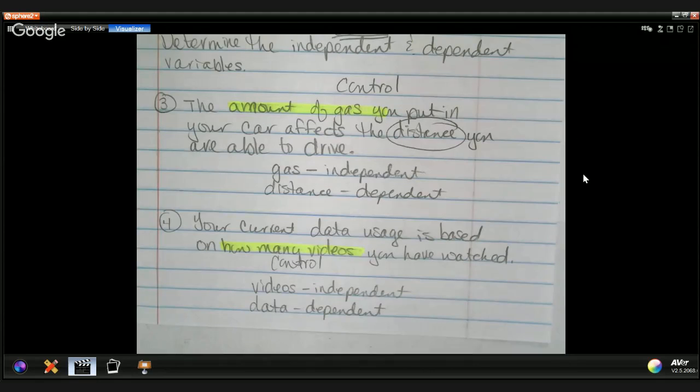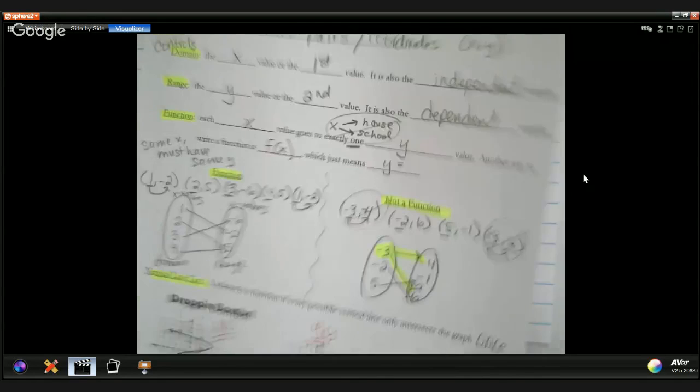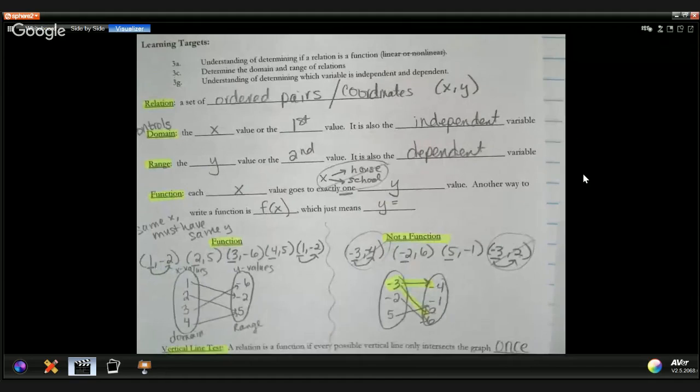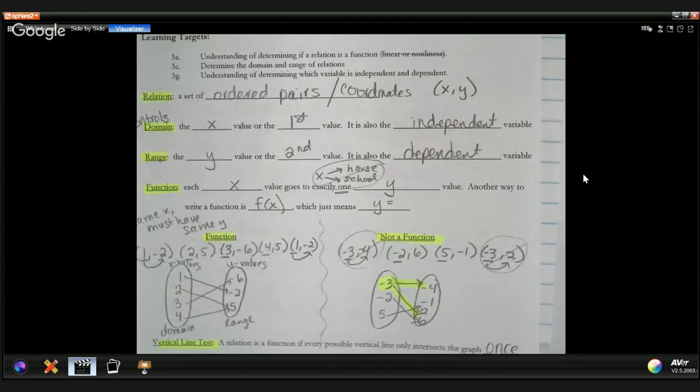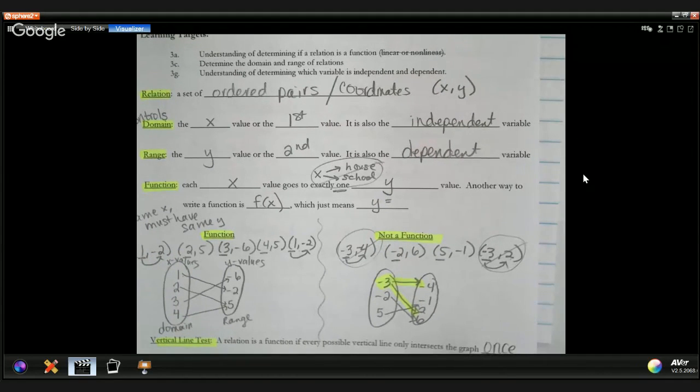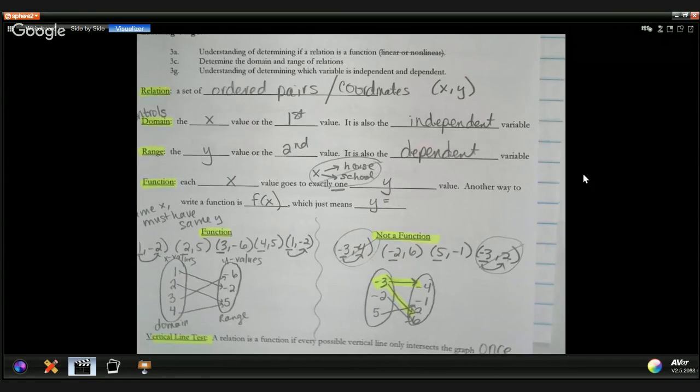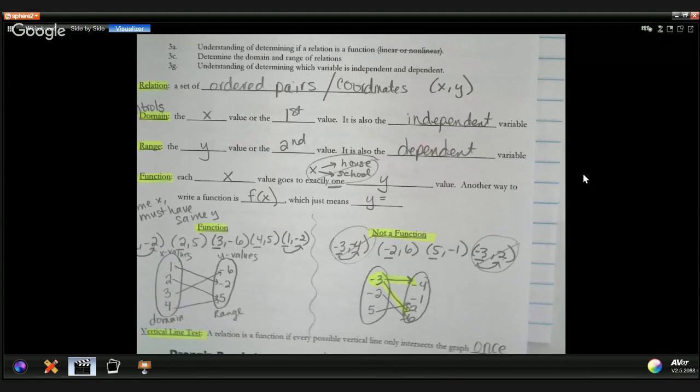So there's a lot of different types of problems here. I recommend you go back through your notes. Remember, domain is X, range is Y. And a good way to remember that is it's alphabetical. Okay? And then whether or not it's a function, remember X can only go one place at a time.